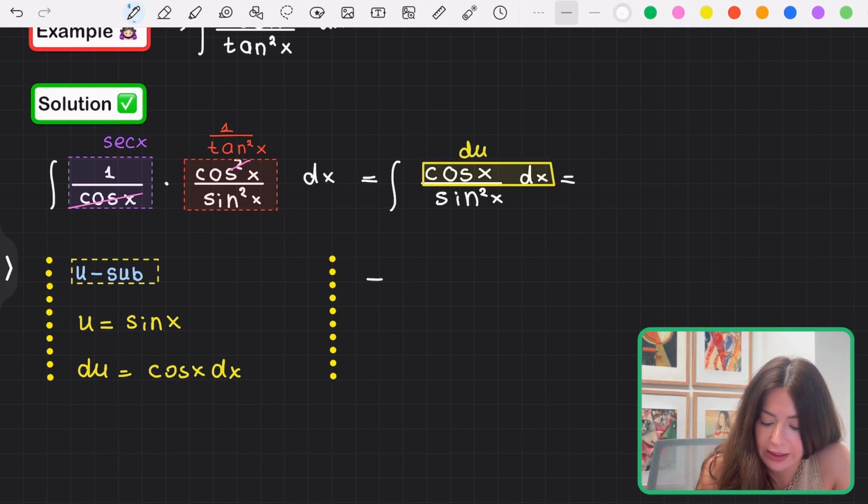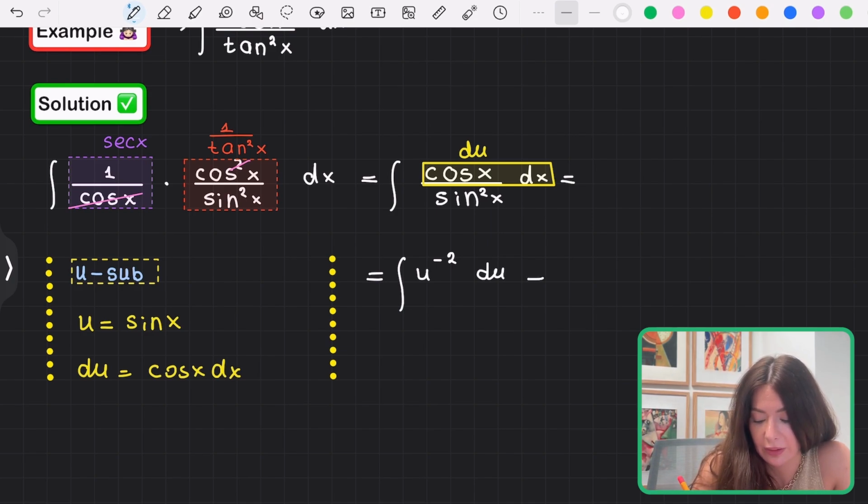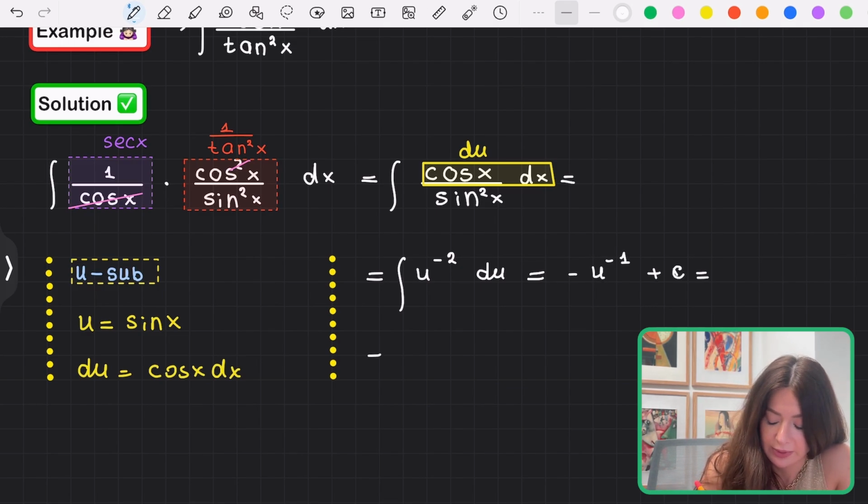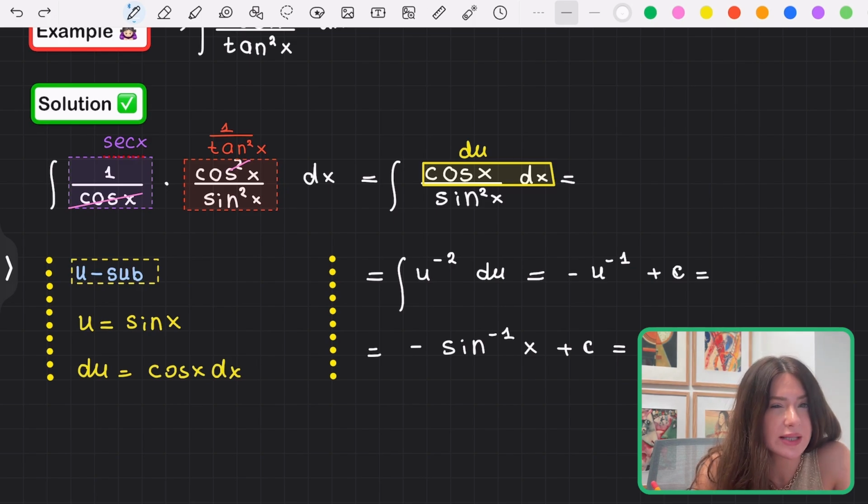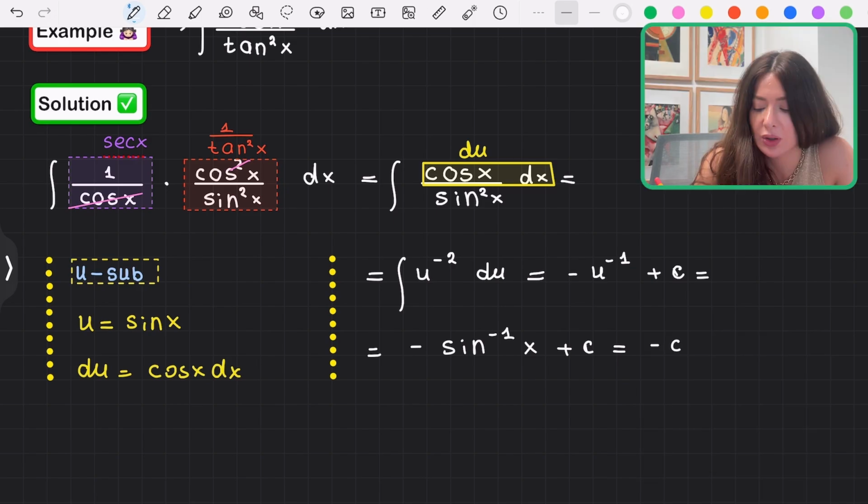So what I have here is u raised to the negative 2 power, right? Because sine is u, and then you bring that up with a negative. And that is minus u to the minus 1. You back substitute. You can say negative 1 over sine, which also equals negative cosecant. And that's the final answer using the fifth rule.